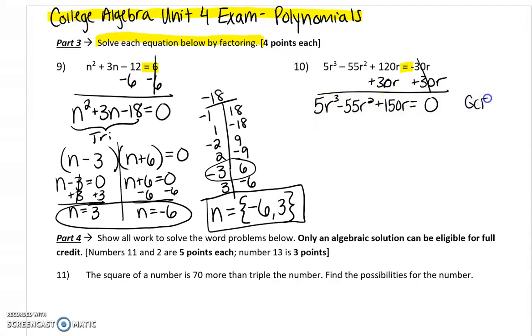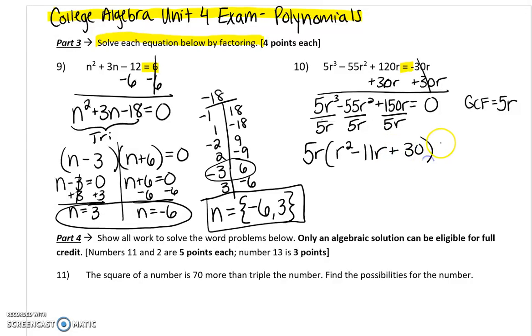The first thing I notice is that there is a GCF. All three of those terms have a 5 in common, and all three of those terms have an r in common. So let's go through and divide out the GCF in each term, but we have to remember that GCF is still part of the left side of this equation. So when we divide here, we get 1r squared, or just r squared, minus 11r plus 30. Don't forget the equals 0.